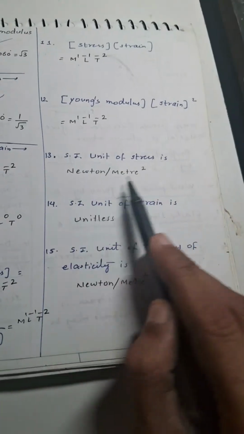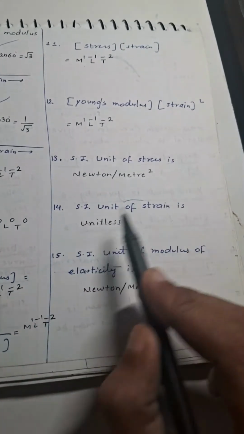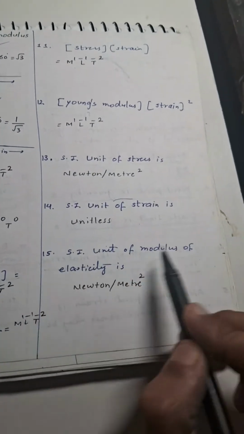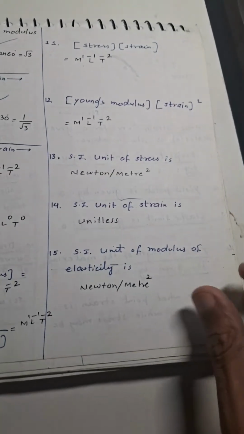The SI unit of stress is Newton per meter square. The SI unit of strain is unitless. The SI unit of modulus of elasticity is Newton per meter square.